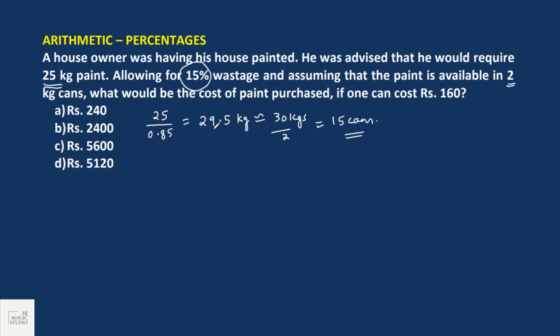15 cans would be required. We can't purchase 14. Then 14 into 2 would be 28. And 28 after 15% wastage, we are not going to get 25 kgs. So we need to purchase 15 cans. And 1 can costs rupees 160. So the total cost of paint would be 15 into 160. 15 225, 240, 2400 rupees. Option B is the pick.